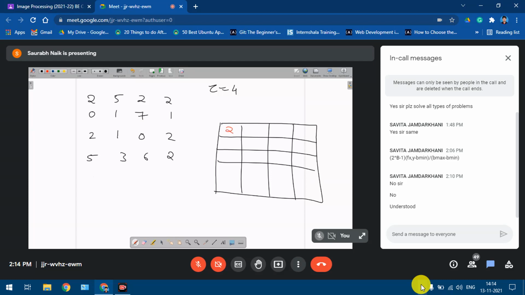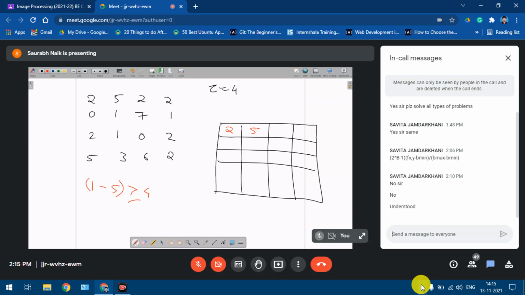Then at 0, comma 1, I have the average as 2 plus 1 plus 2 divided by 4. So that comes to 5 divided by 4, that's 1.2 it will come to. So the average comes to 1, and the value is 5. Since the threshold is equal to 4 over here, I can directly take this as the same value as the original, which is 5.